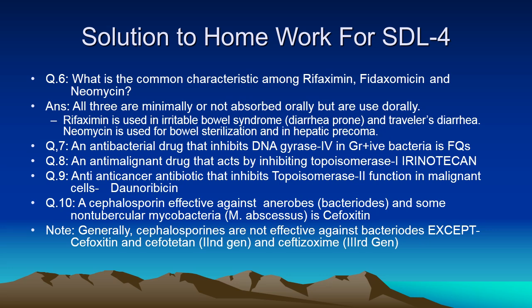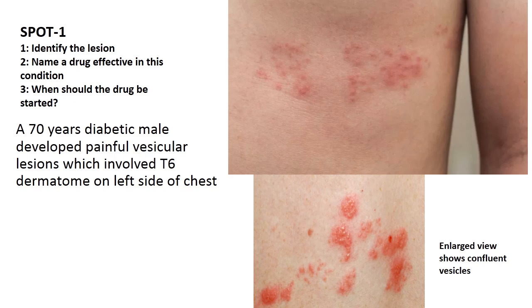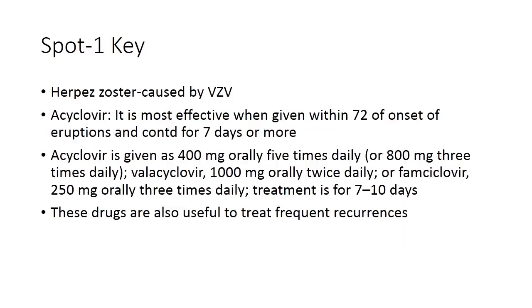Others are not effective. The spot 1 for this edition is, identify the lesion, name a drug which is effective in this condition, and when should the drug be started. This is a lesion in a 75 year old diabetic male who developed painful vesicular lesions involving T6 dermatome on the left side of the chest. Larger view is also shown, and larger view shows vesicular patchy lesion in dermatomal distribution.